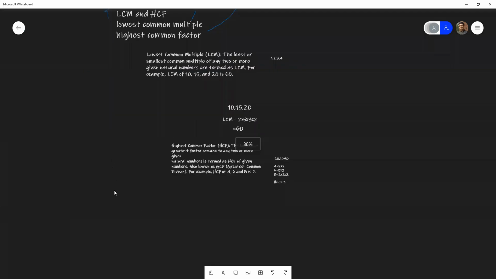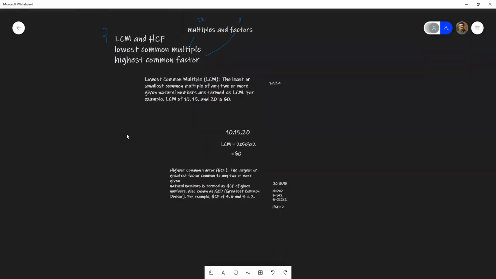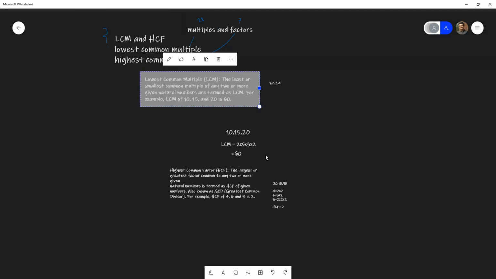Okay, so let's continue. Do you have any questions about LCM and HCF? Did you understand the definition? Because sometimes even if we don't want to, we have to remember the definition. Okay. Did you understand, all of you?